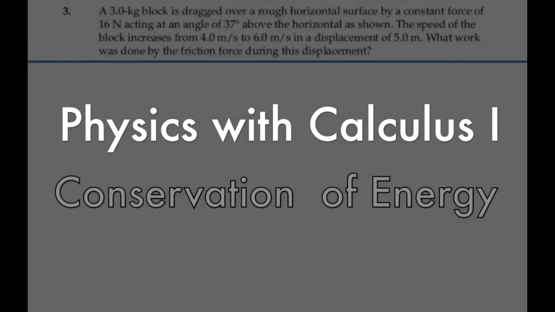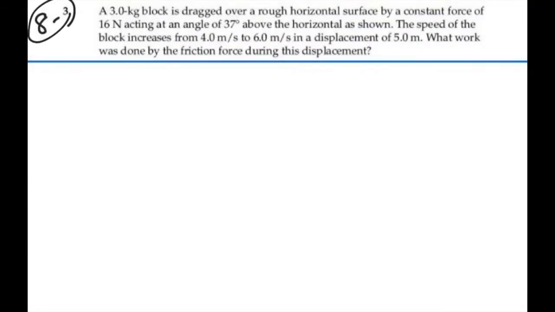Here's problem 8.3. A 3 kilogram block is dragged over a rough horizontal surface by a constant force of 16 newtons acting at an angle 37 degrees above the horizontal. The speed of the block increases from 4 meters per second to 6 meters per second in a displacement of 5 meters. What work was done by friction during this displacement?